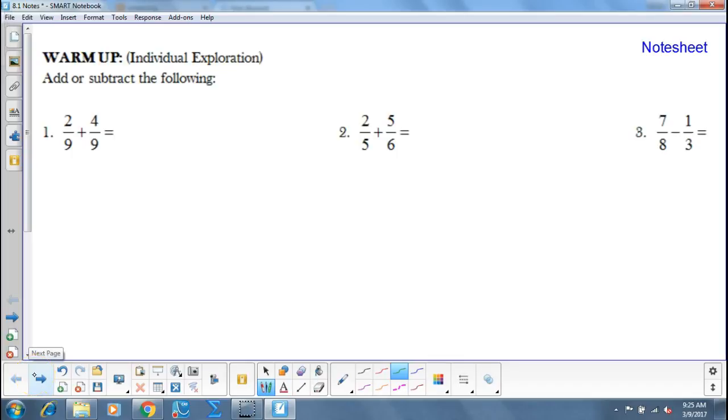Bam, here we go. What are we doing on these 3 warm-ups? Adding and subtracting fractions. What's the kicker for adding and subtracting fractions? What do we call it? You remember? Common denominator. Yeah, buddy. Okay? All about that common denominator.